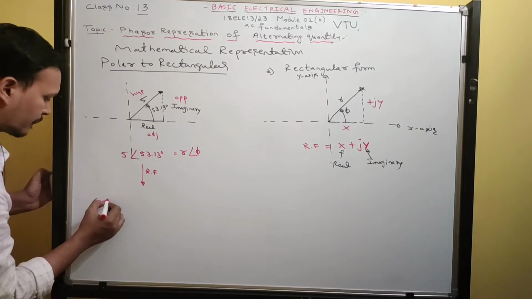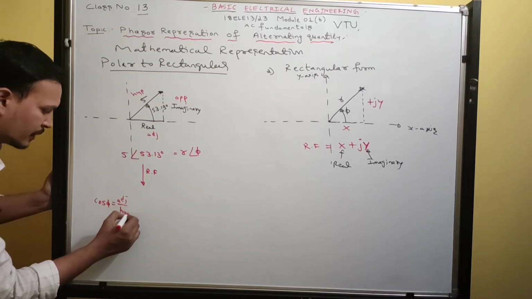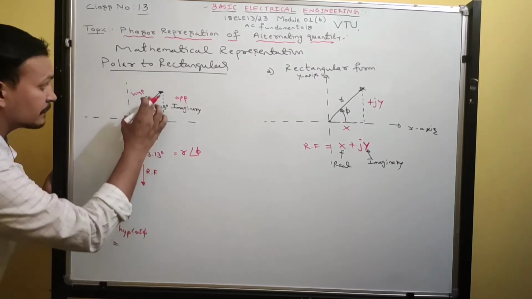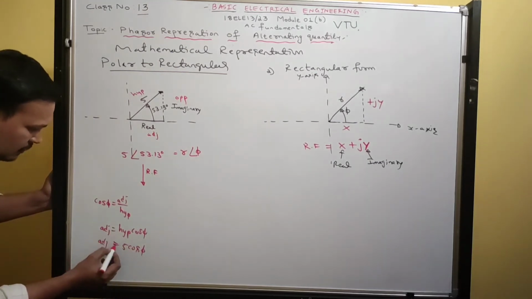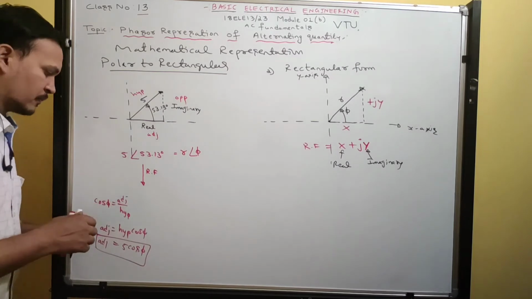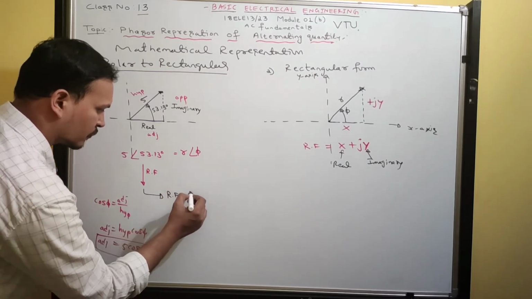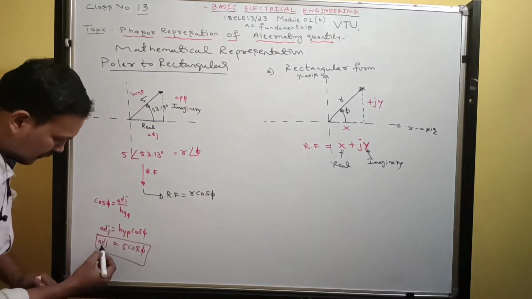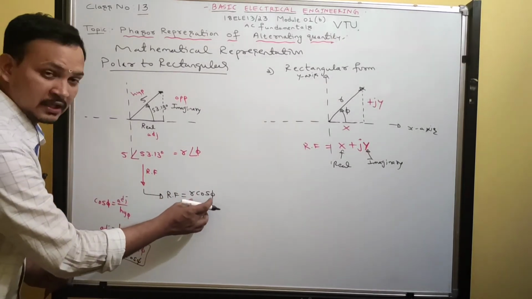Now I am taking the real part from that triangle. Apply the cos phi formula. What is cos phi? Adjacent by hypotenuse. From that, adjacent equals hypotenuse into cos phi. Hypotenuse is 5, so adjacent is 5 cos phi. This adjacent is the real part. So in rectangular form, the real part will be r cos phi. I have written it in general form, without values.